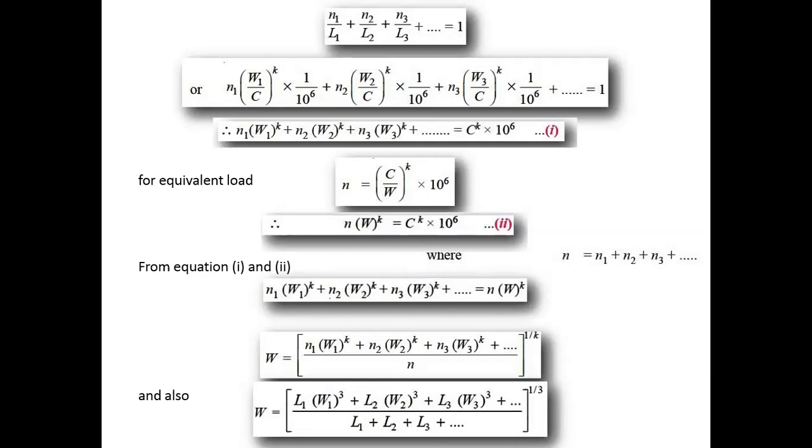From equation number 1 and equation number 2, you can equate both equations: N1 W1 raised to K plus N2 W2 raised to K plus N3 W3 raised to K, up to N, is equal to N W raised to K. So you can find the value of W is equal to (L1 W1 raised to 3 plus L2 W2 raised to 3 plus L3 W3 raised to 3) divided by (L1 plus L2 plus L3), all raised to 1 upon 3.